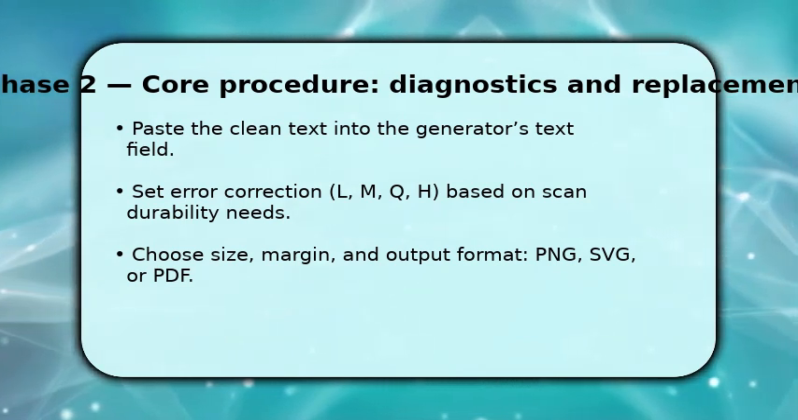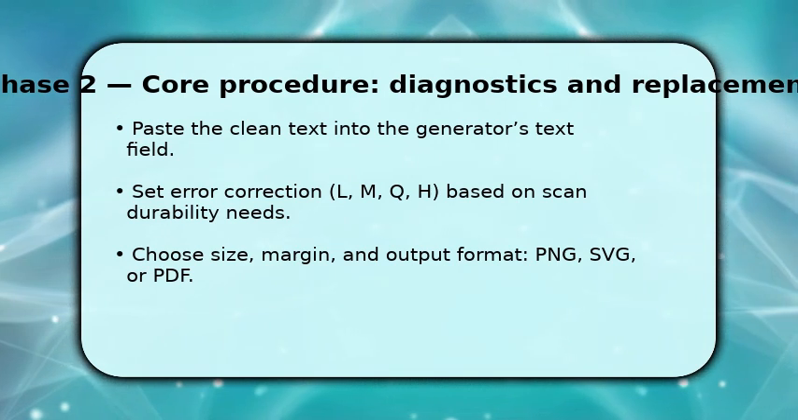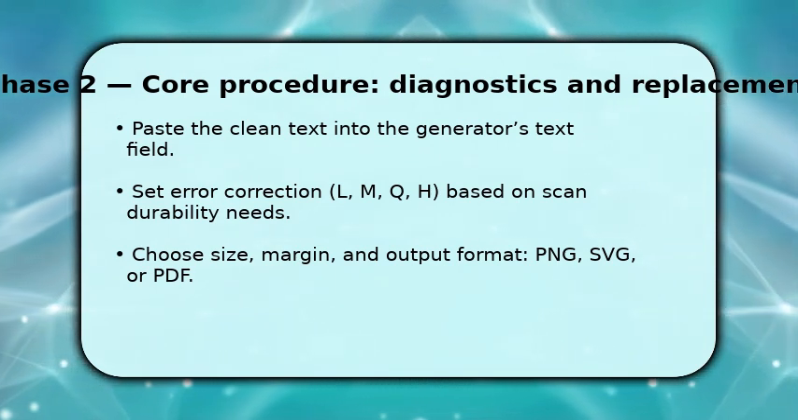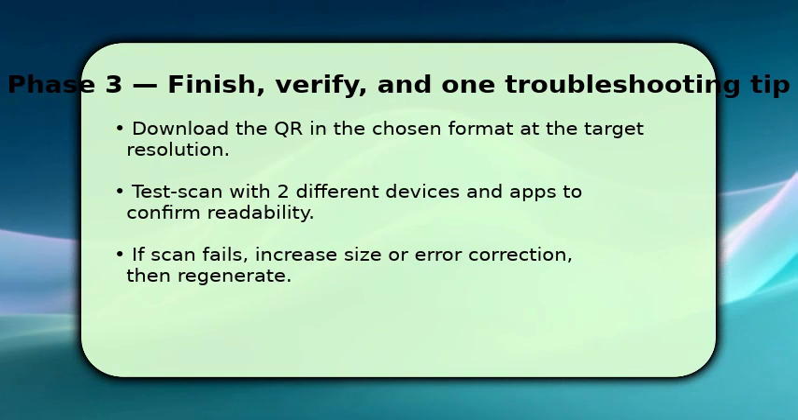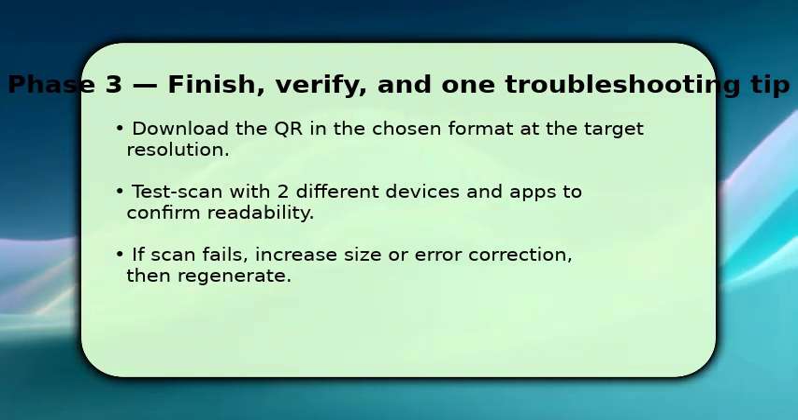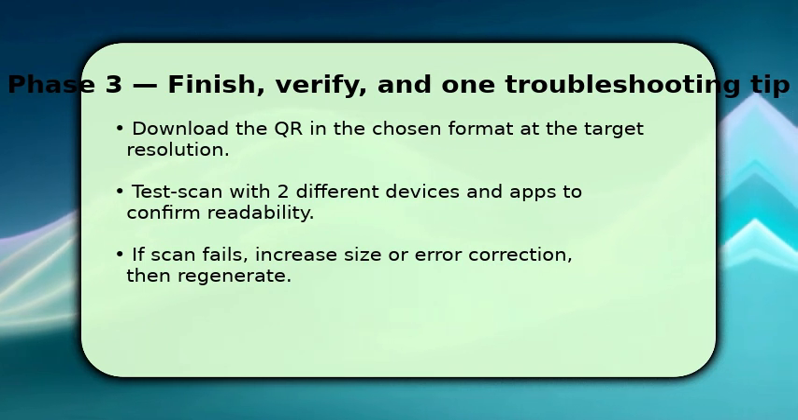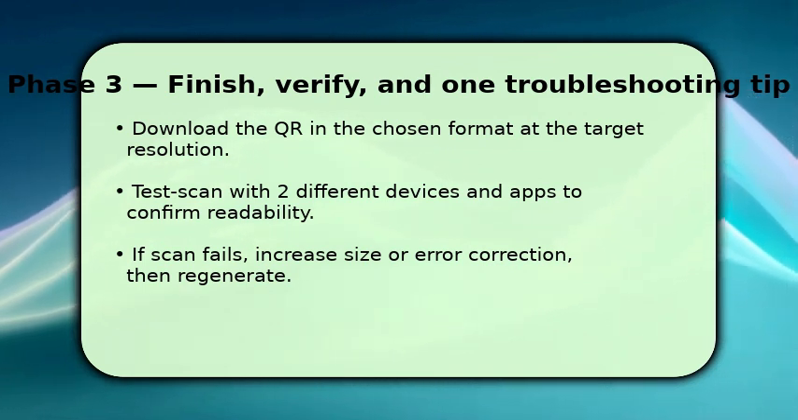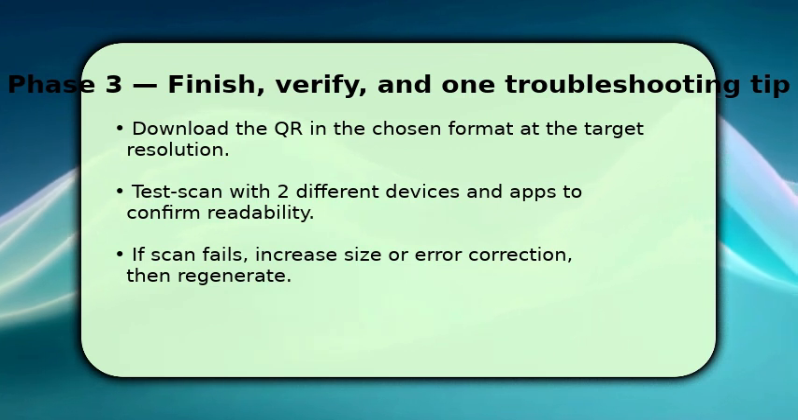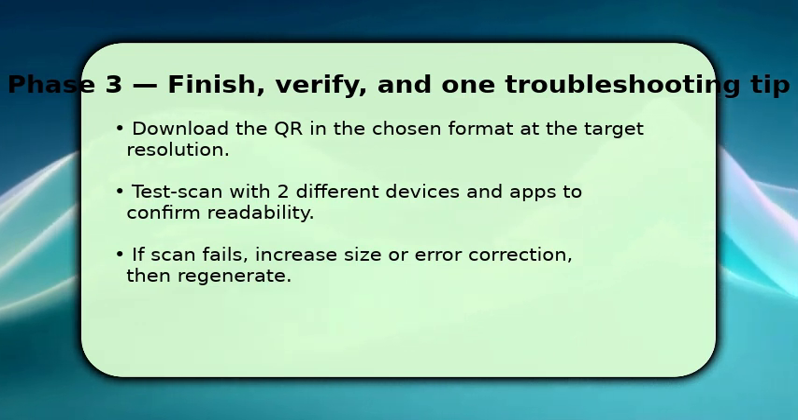When settings are set, preview the code to confirm legibility before exporting. Export the QR file at full resolution now, save a backup copy. You must verify, scan with at least 2 devices and 2 scanning apps to ensure consistent results. If the scanner shows truncated or garbled text, increase error correction or physical size, then regenerate.